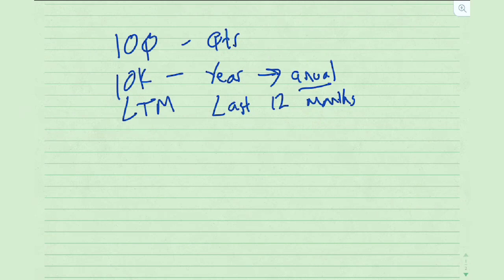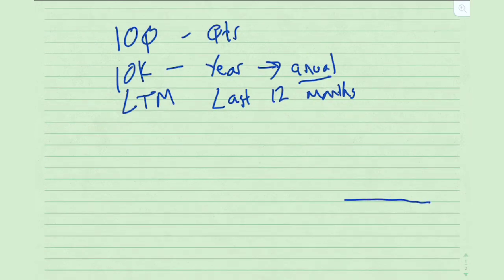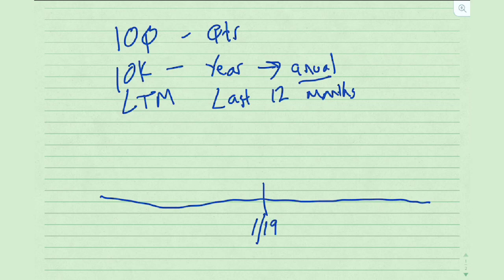So the way it works is, if we're going to assemble the last 12 months, let's draw a line. And if this is January 1st of this year, we can use the 10K, right? And the 10K has got data going all the way back to 2018 for 12 months. Got it? Straightforward.